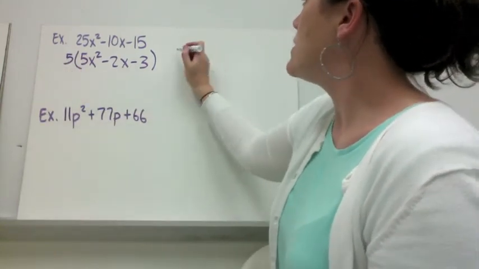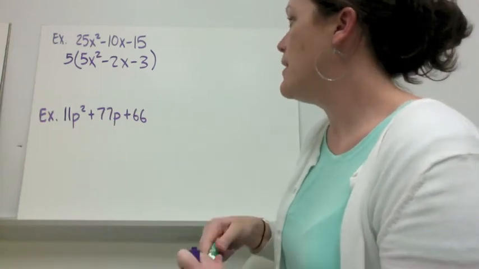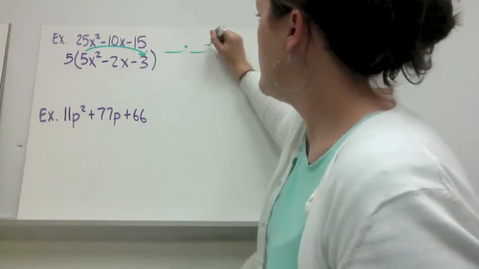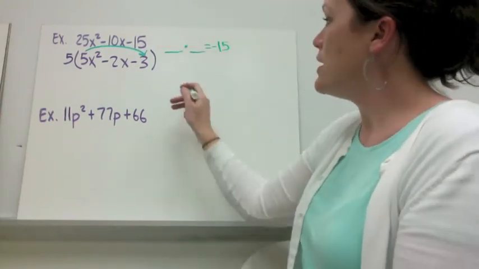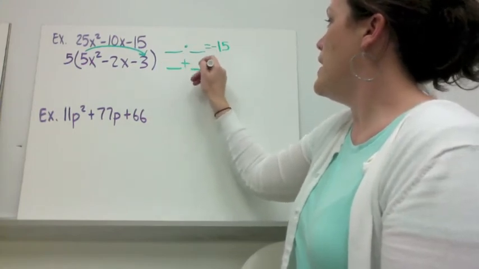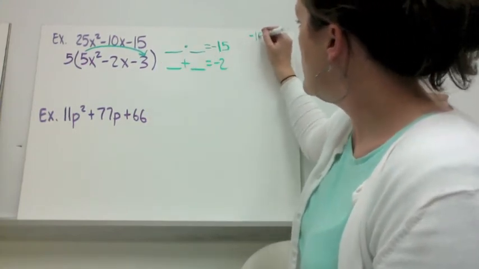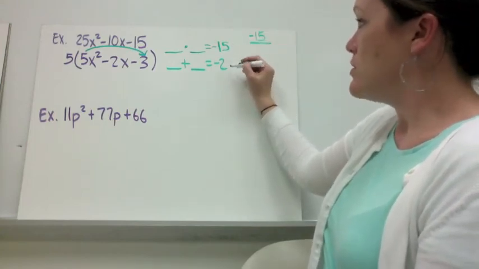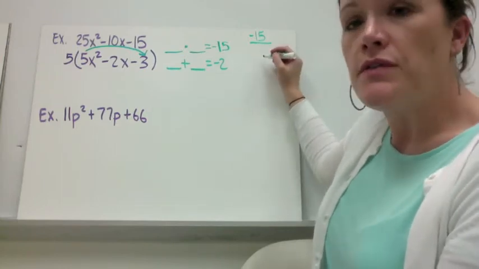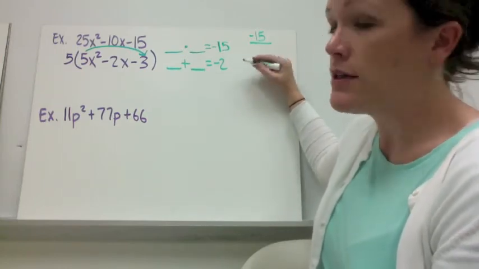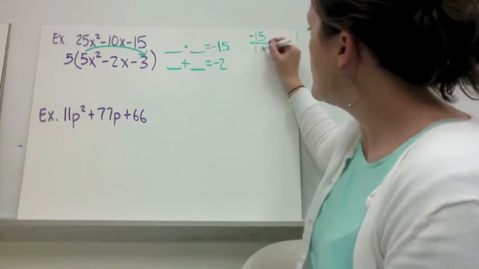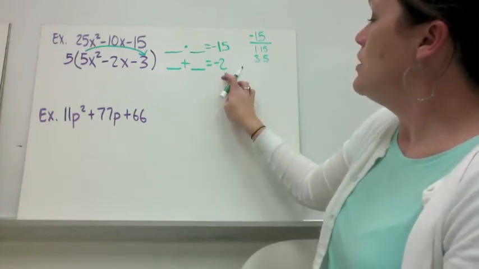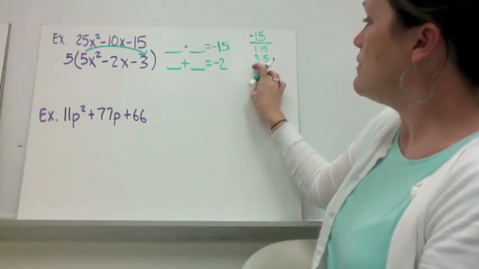So now I look over here and I say 5 times negative 3 would be negative 15. So I've got to multiply to get negative 15, and I need to add up to negative 2. That can be kind of tricky. Why don't we just list factors of 15 and we'll see which ones we can get negative 2 from. So 1 times 15, 3 times 5. Which pair would give us 2, and in this case, a negative 2? So 3 and 5 would work.